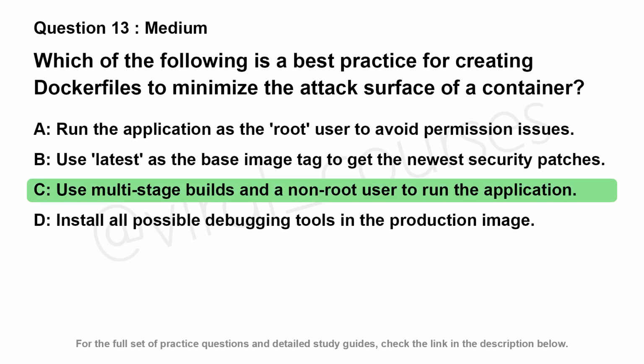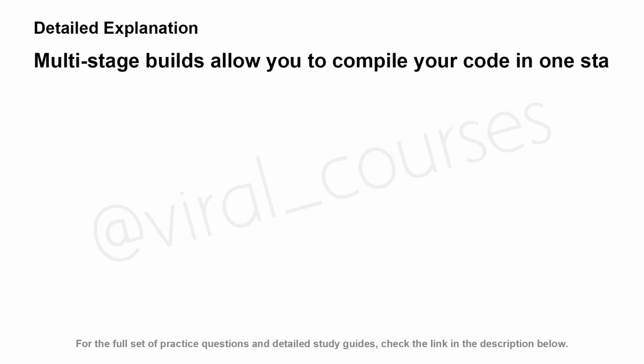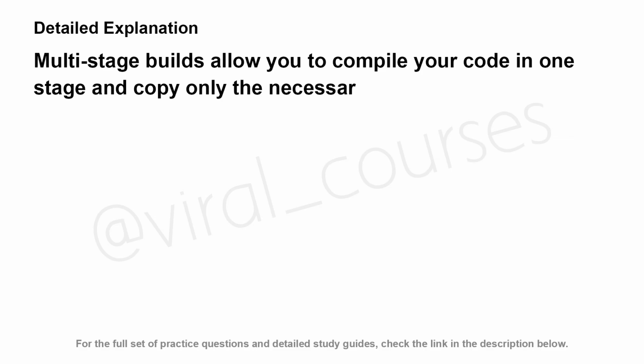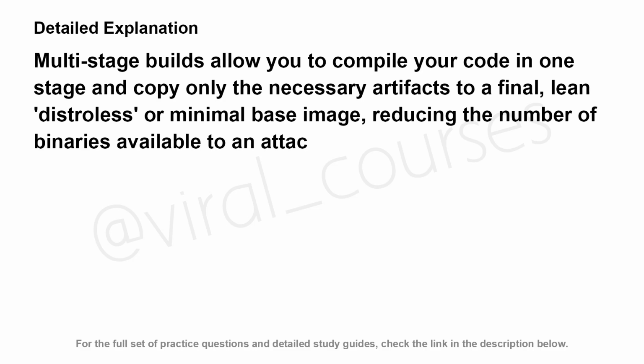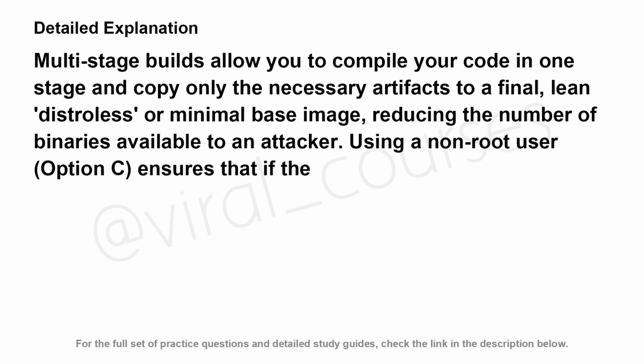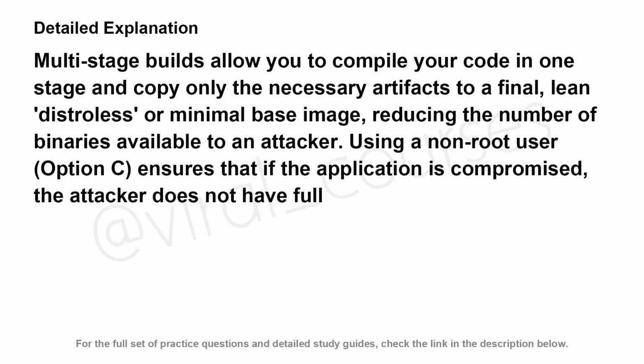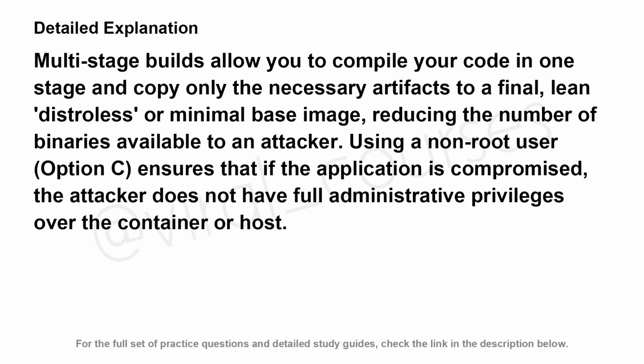The correct answer is C. Multi-stage builds allow you to compile your code in one stage and copy only the necessary artifacts to a final, lean, distroless, or minimal base image, reducing the number of binaries available to an attacker. Using a non-root user, Option C, ensures that if the application is compromised, the attacker does not have full administrative privileges over the container or host.